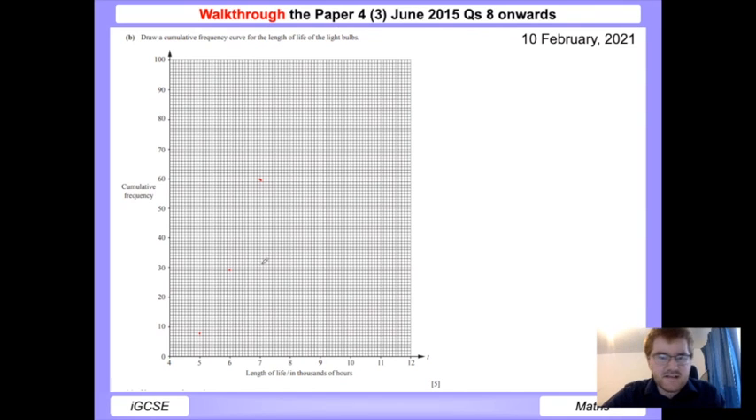Okay. 8 and 83. You might find my answers will differ slightly to the mark scheme because it's not quite exactly where it should be. Again, apologies for that. I think that's correct. My eyesight is going here. 9 and 93, which I think is there. And 10 and 98, which is almost up to the top. And that's going to be here. And then the last one, 12 and 100.